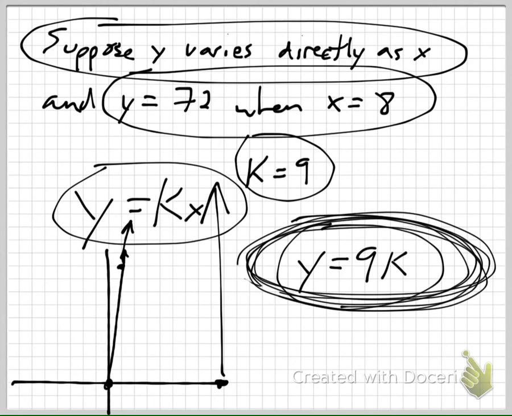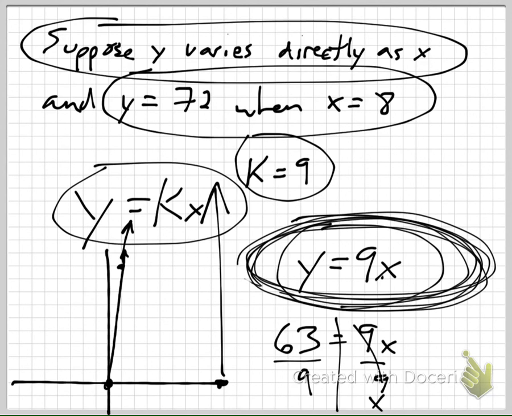Here's the deal. What are we going to plug in? y is 63. 63 equals 9. Did I put k here? That's supposed to be an x. Right? 63 equals 9x. Divide by 9, divide by 9. x equals 7. When y is 63, x is 7.